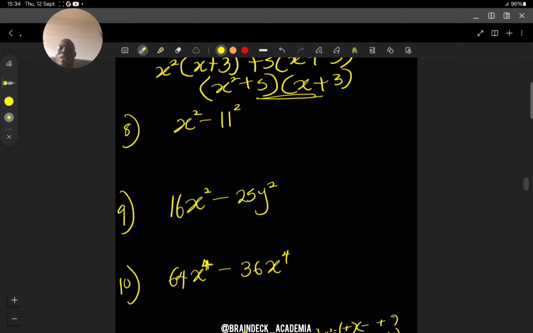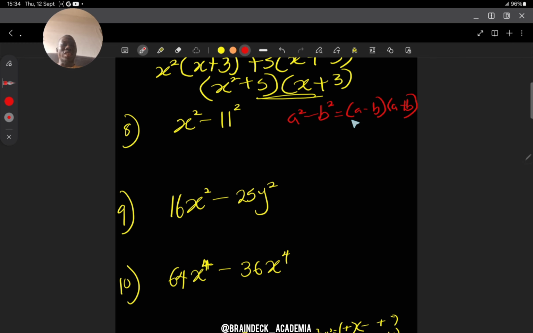Now, whenever you see an expression like this, x squared minus 11 squared, this is regarded as a difference of two squares. There's a rule that is used to solve this. Whenever you have an expression a squared minus b squared, it factorizes to become a minus b bracket a plus b. This is the rule, the identity you need to put in your mind.